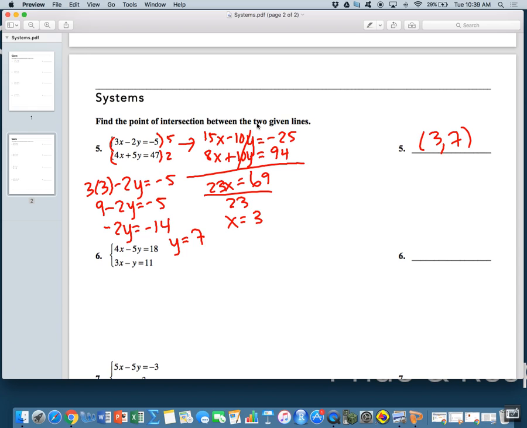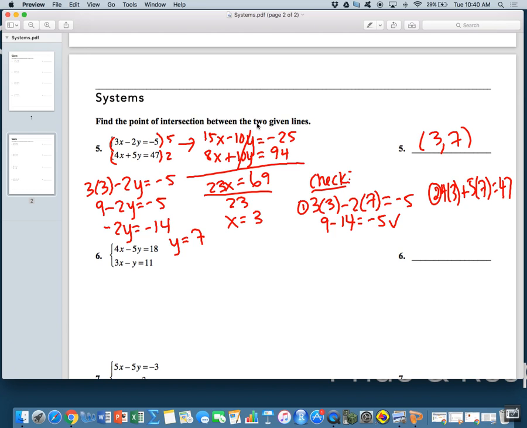How do I check my answer? Plug it back in. Both equations. And again, I'm not going to accept your homework tomorrow if you don't check your answer. We have homework that we're going to start in class. So some of you may finish, some of you may not. So this is 9 minus 14 equals negative 5. That is true. And then 4 times 3 plus 5 times 7 equals 47. So this is 12 add 35 equals 47, which also checks out.